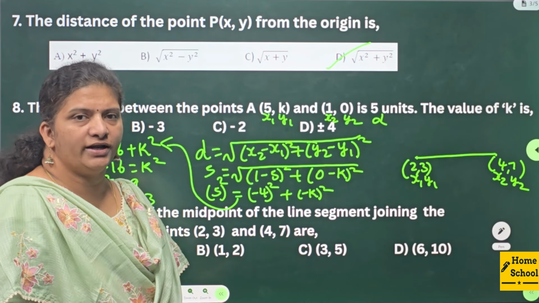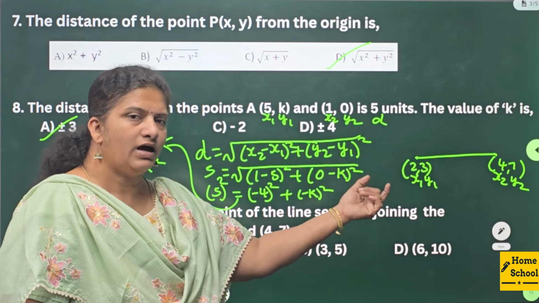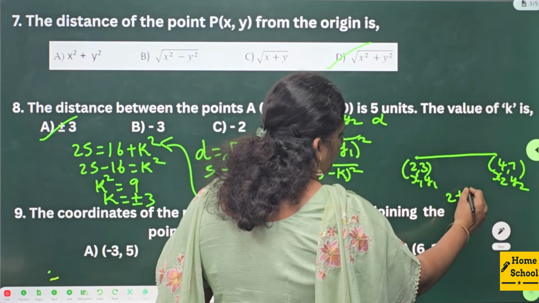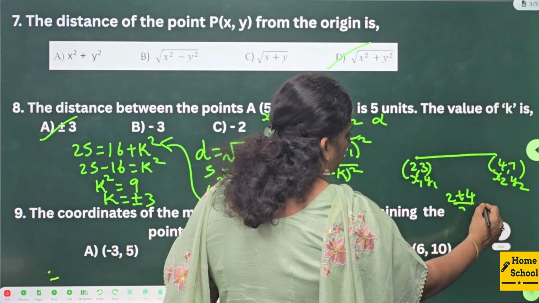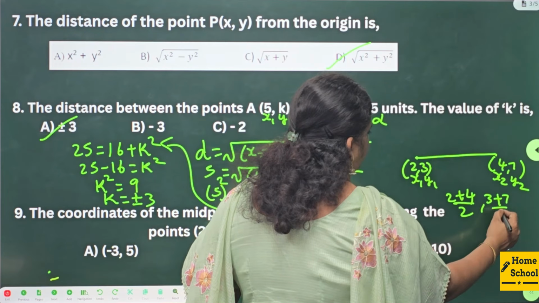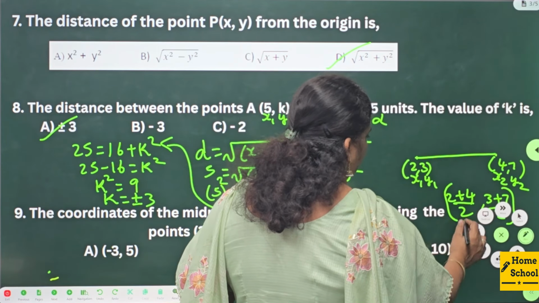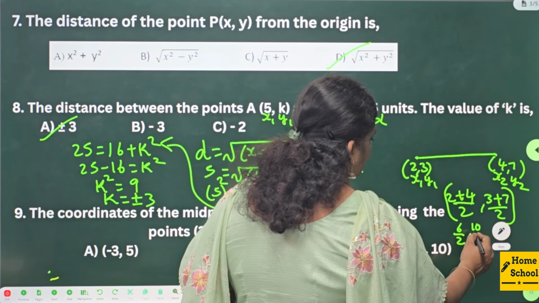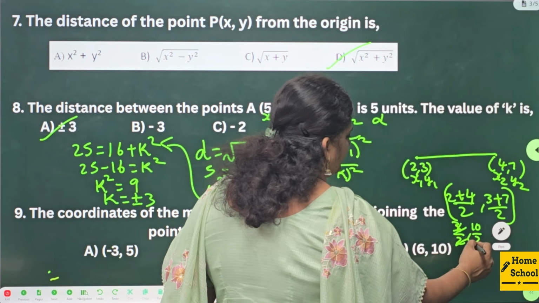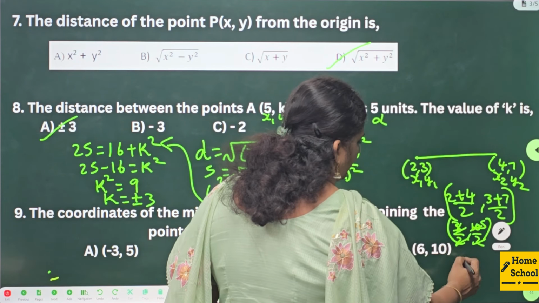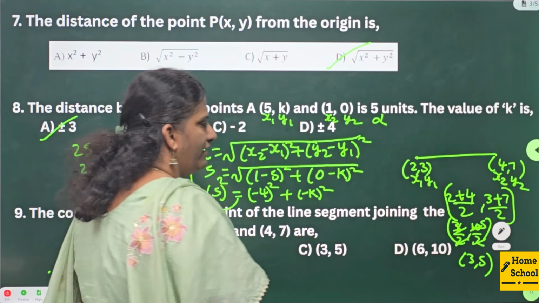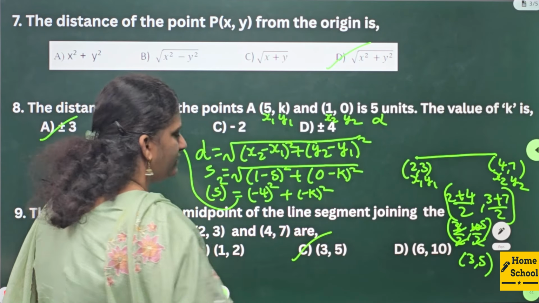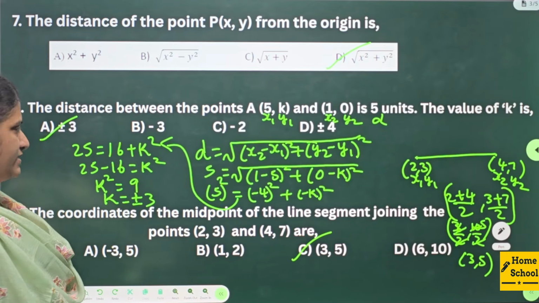Given the line joining coordinates, write it as x1, y1, and the other one x2, y2. Midpoint formula applied here. Directly I am writing (2 plus 4) by 2, (3 plus 7) by 2. 2 plus 4 is 6, 6 by 2; 7 plus 3 is 10, 10 by 2. 2 3s are 6, 2 5s are 10. That means (3, 5) is the midpoint coordinate. Option C, (3, 5) is your answer.